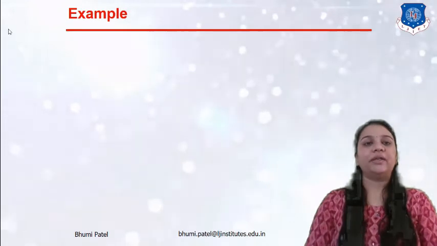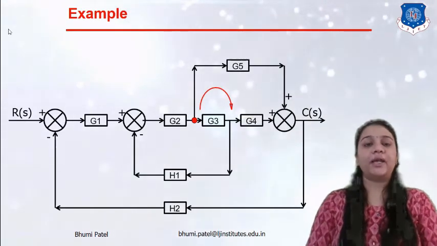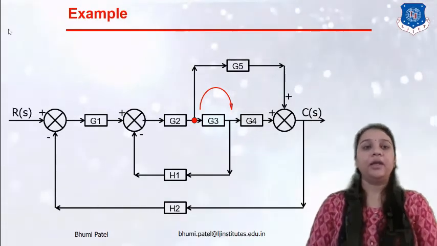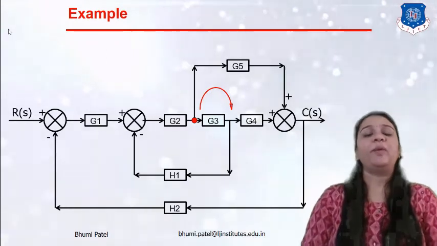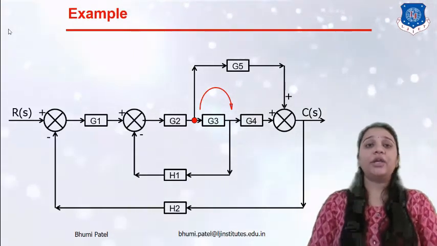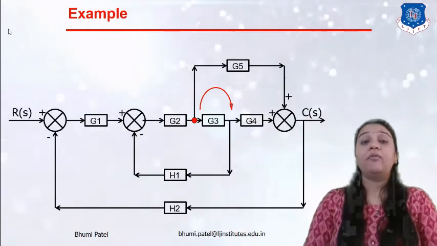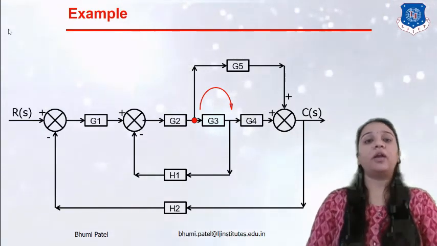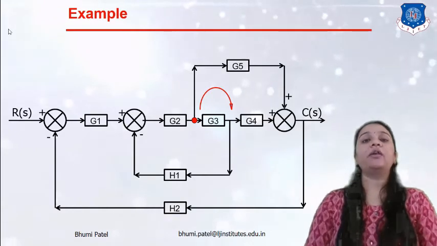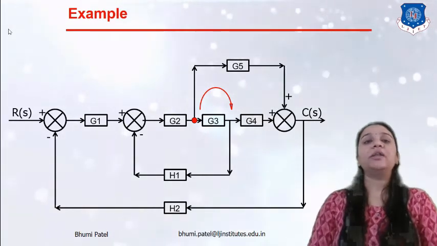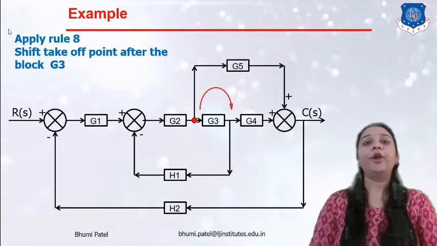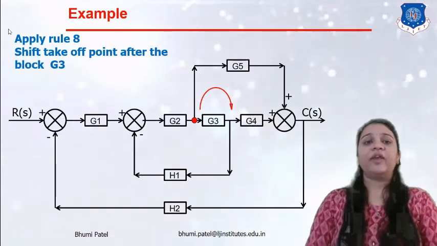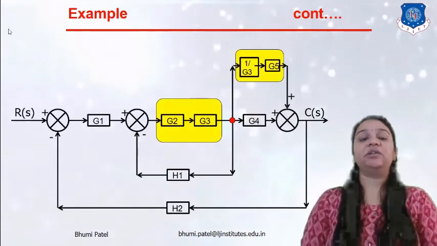Now the next example is, here you can see that we cannot apply the rule number 1, 2 or 3 directly. Again, the splitting summing point rule is also not applicable. So here you can see that the red arrow indicates we can apply rule number 7 or 8, shifting a takeoff point before a block and shifting a takeoff point after a block. Particularly in this example, we can apply rule number 8, shifting a takeoff point after the G3 block. So we can shift this takeoff point after the G3 block.